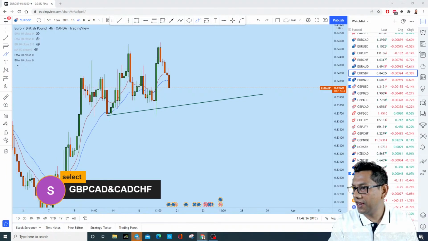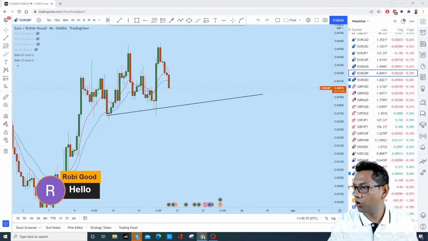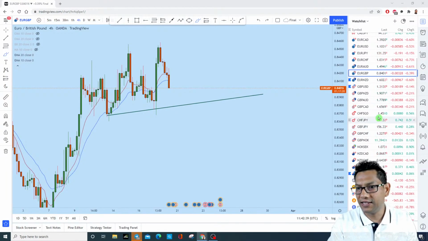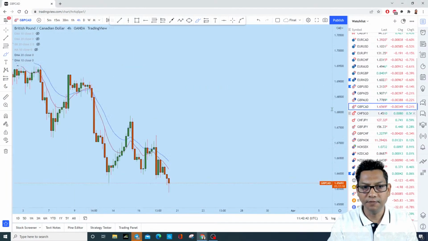Select GBP CAD and CAD CHF. Let's see, go to the CAD. GBP CAD already today. Hello Rabi, good morning or good afternoon wherever you are. Thank you for joining. So GBP CAD, let's start with GBP CAD.